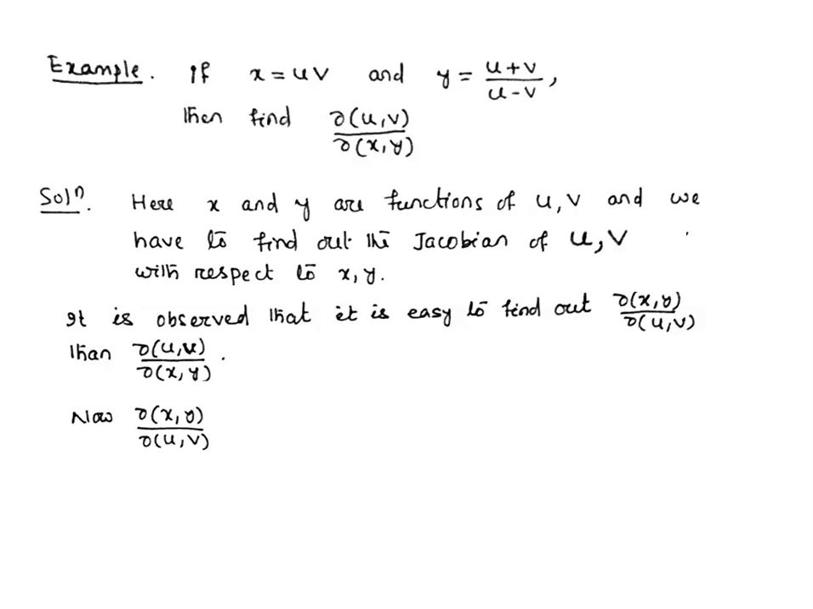Now the Jacobian of x, y with respect to u, v is this determinant: del x by del u, del x by del v, del y by del u, del y by del v.